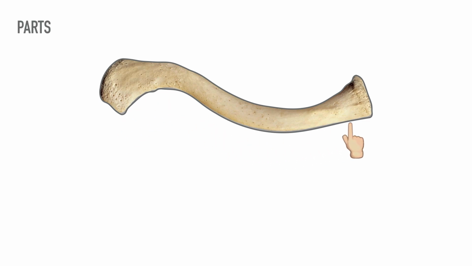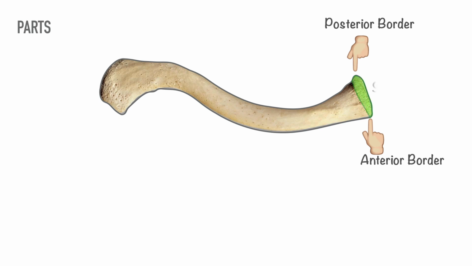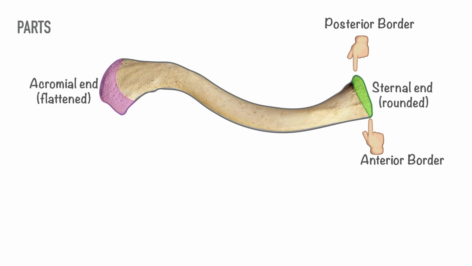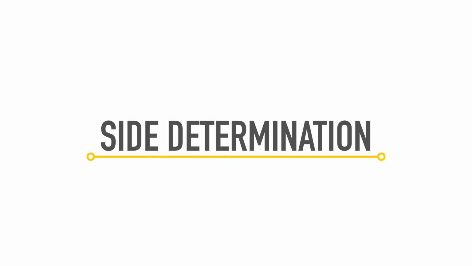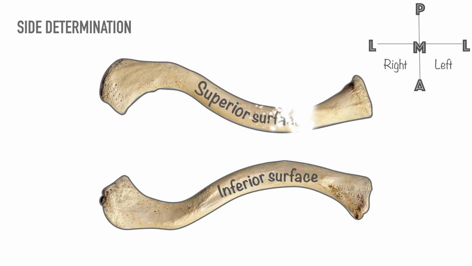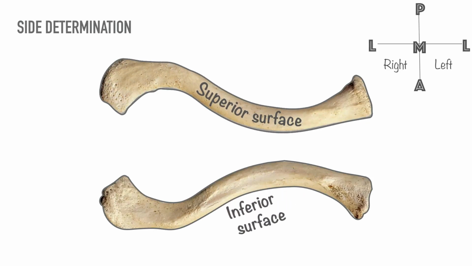It has an anterior border and a posterior border, the rounded medial sternal end and the flattened lateral acromial end, and two surfaces, superior and inferior. The superior surface is smooth and subcutaneous, and the inferior surface is rough and has the subclavian groove.